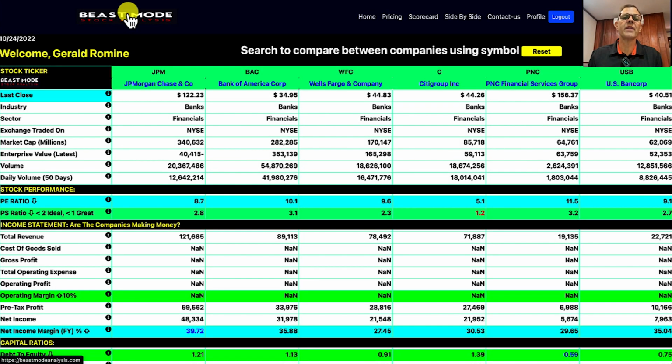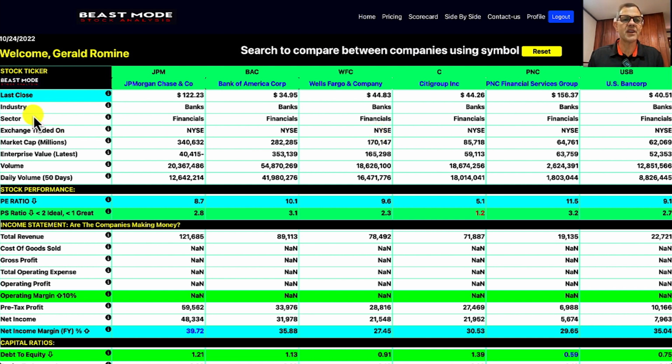We're now at BeastModeAnalysis.com for a side-by-side fundamental analysis on the top six banking stocks by cap rate. Coming in at number one, we've got JP Morgan, ticker JPM. Then we've got Bank of America, BAC, Wells Fargo, WFC, Citigroup, ticker C, PNC Financial Services, PNC, and then we've got US Bank, ticker USB.